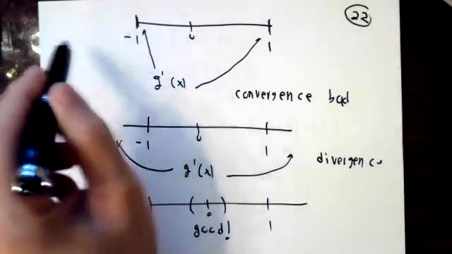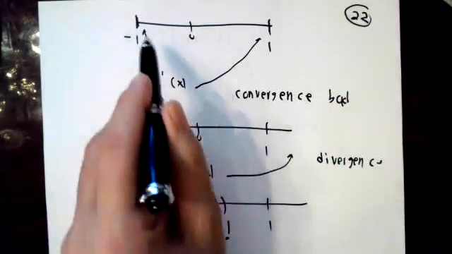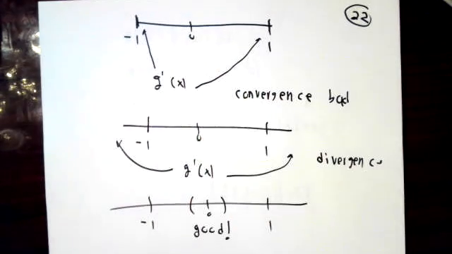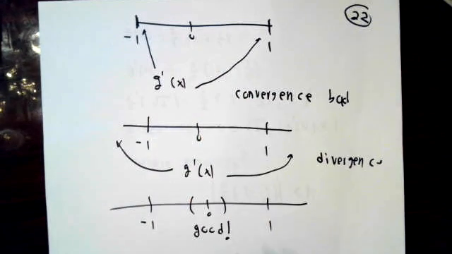I don't want to be outside. I don't want to be inside and close to 1 or -1. I want to be close to the middle. If I can convince myself that g prime has a very small absolute value close to the middle, I'll be happy. Also, the smaller, the better.